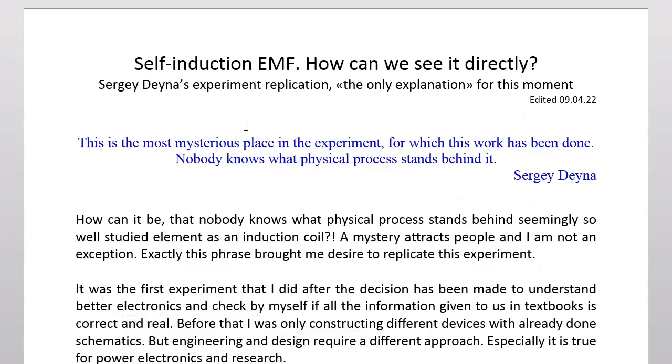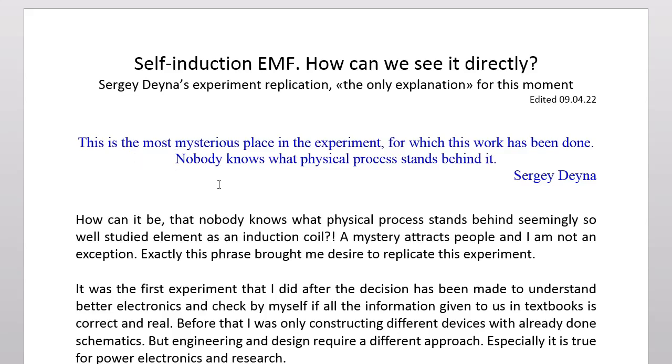Self-induction EMF. How can we see it directly? This is Sergey Deyna's experiment replication, the only explanation for this moment. So please, if you know some other correct and practical explanation, not theoretical, because the theory can be wrong without practice, but a practical experimentation, please let me know, write a comment.